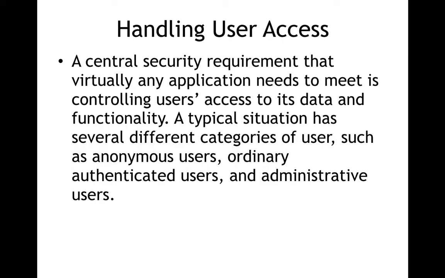In handling users' access, a central security requirement that virtually any application needs to meet is to control users' access to its data and functionality. In a typical situation, there are several different categories of user, for example, anonymous users, ordinary authenticated users, and administrative users. Further, in many situations, different users are permitted to access a different set of data. For example, users of webmail applications should be able to read their own email but not other people's.